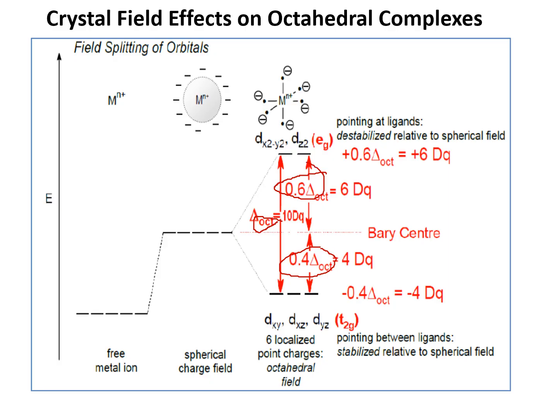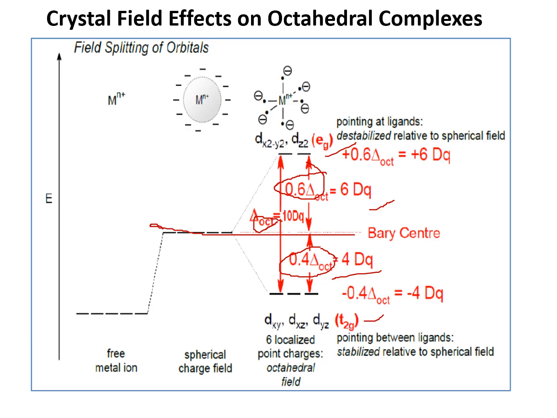Or in terms of Dq, you can say stabilized by 4 Dq. The dxy, dxz and dyz are stabilized, and dx square minus y square and dz square get destabilized by 6 Dq. And this is called the barycenter. Barycenter means where exactly, before the ligands approach the central metal atom, the degenerate energy levels were. So this is called the barycenter. So this is T2g, this is the eg.